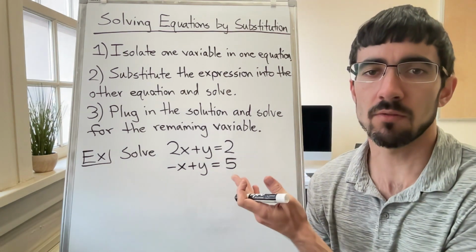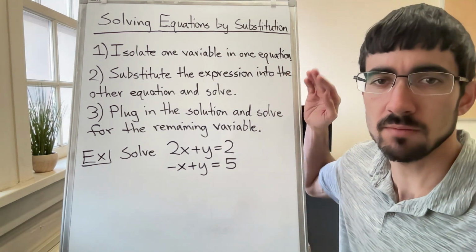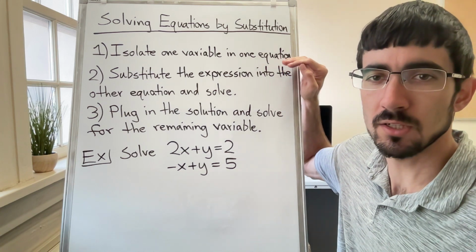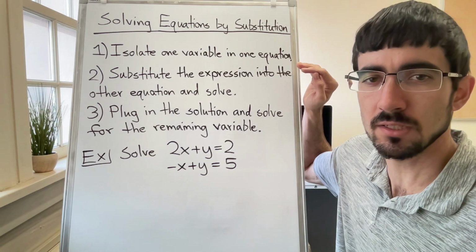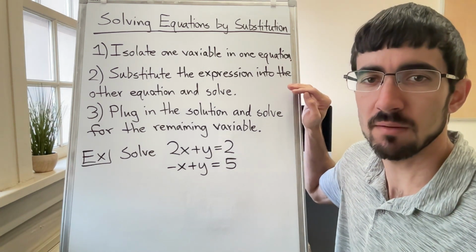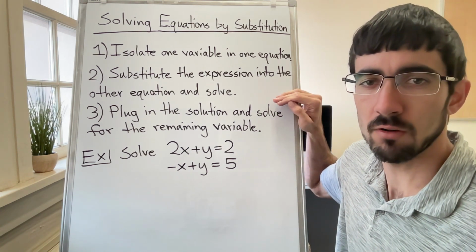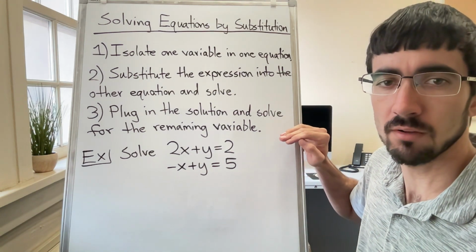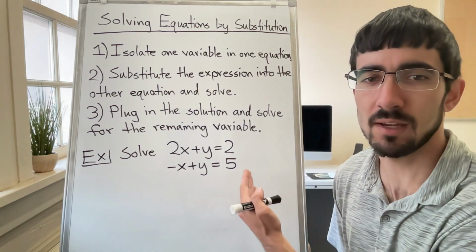The first one is solving by substitution. So we'll follow these steps for solving by substitution. First, we'll isolate one variable in one equation. Whichever variable is easiest to rearrange an equation to get that variable by itself, we'll go with that one. Second, we'll substitute that expression into the remaining equation and solve for the single variable. Third, we'll plug in the solution and solve for the remaining variable. Let's see how those steps work with this example.